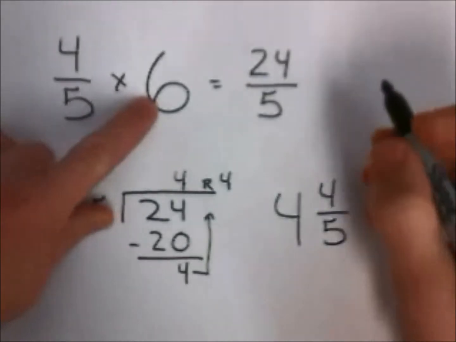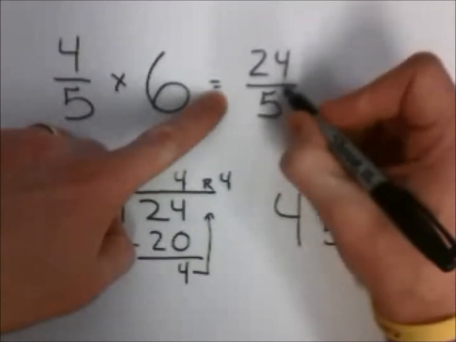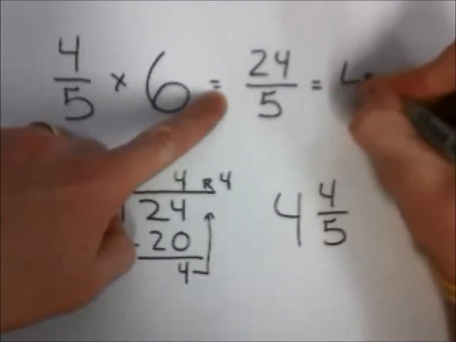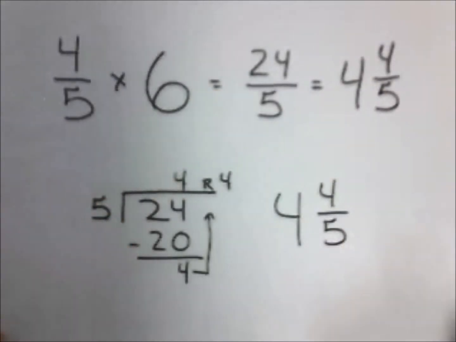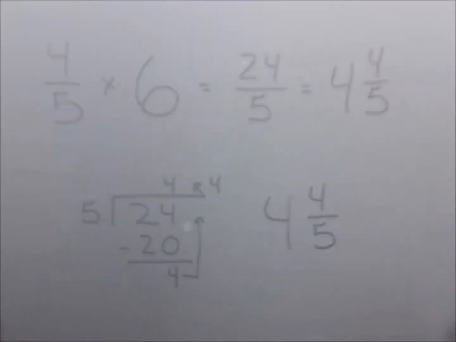4/5 times 6 is the same as 24/5, which is the same as 4 and 4/5. These are all equivalent, and we know our fraction is in simplest form at the end.